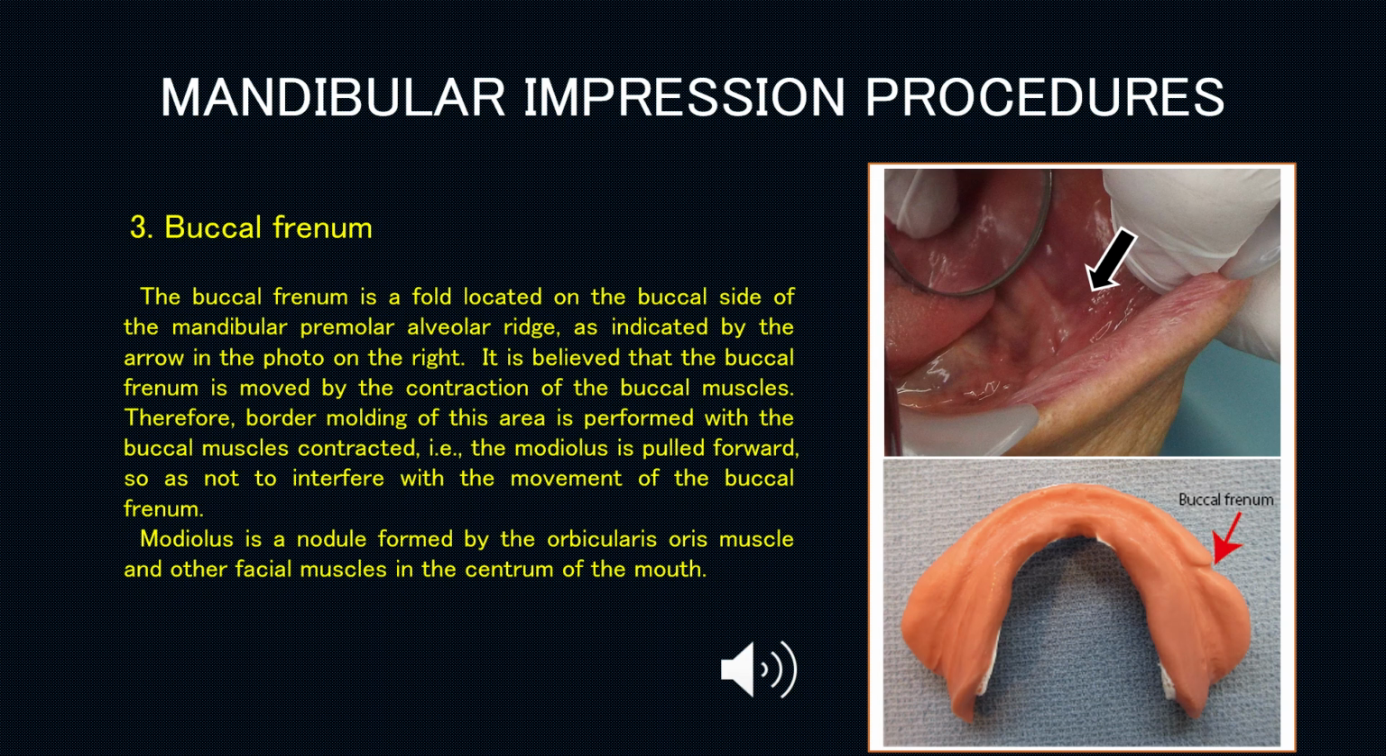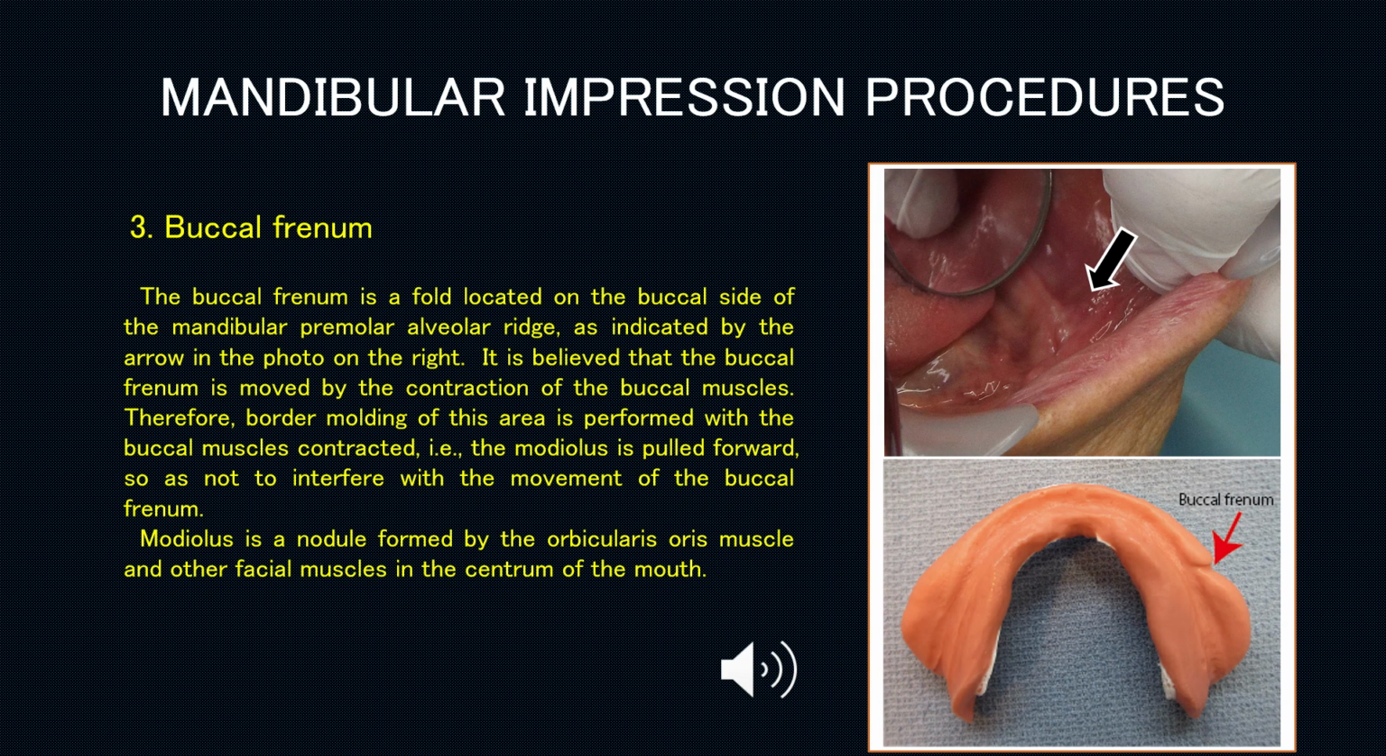Three. Buccal frenum. The buccal frenum is a fold located on the buccal side of the mandibular premolar alveolar ridge, as indicated by the arrow in the photo on the right. It is believed that the buccal frenum is moved by the contraction of the buccal muscles.